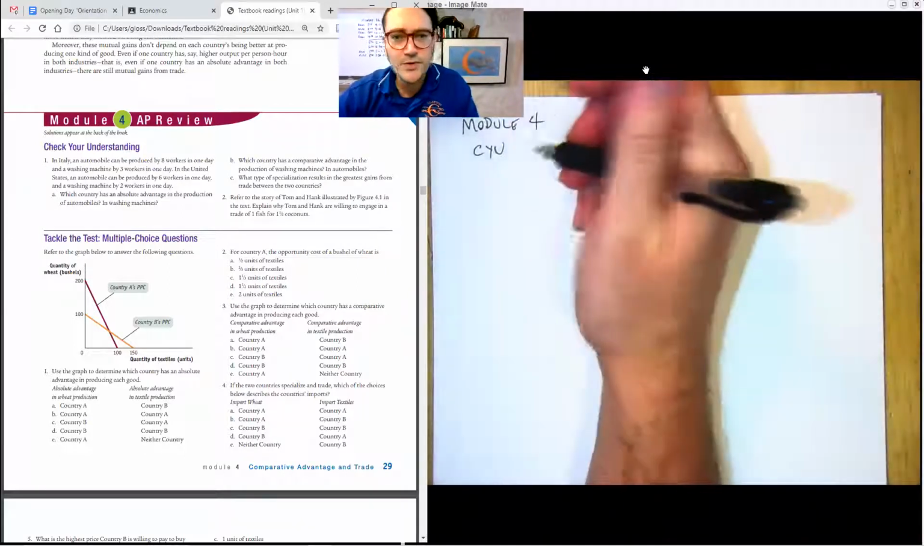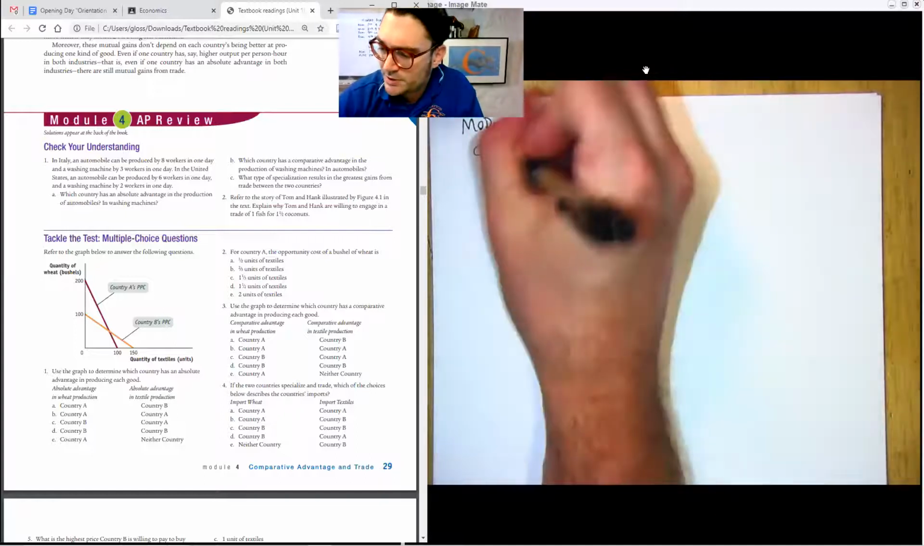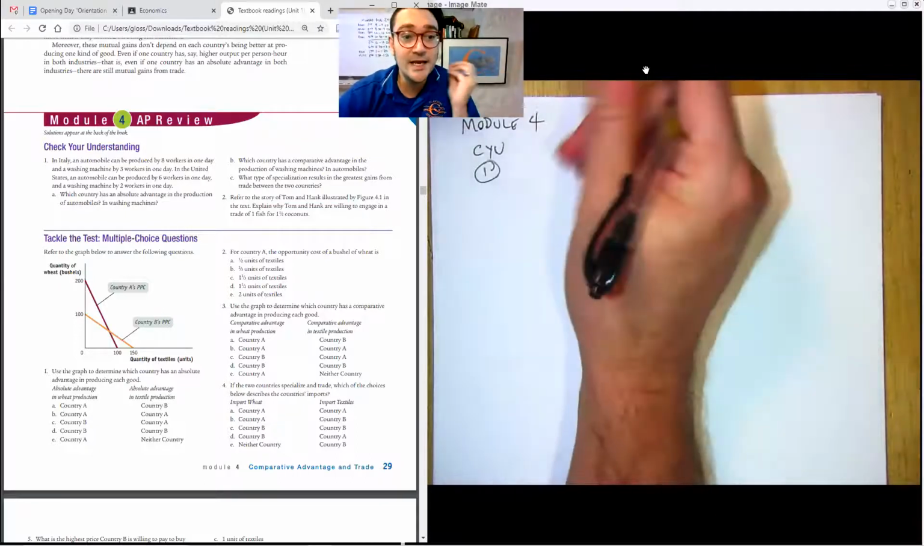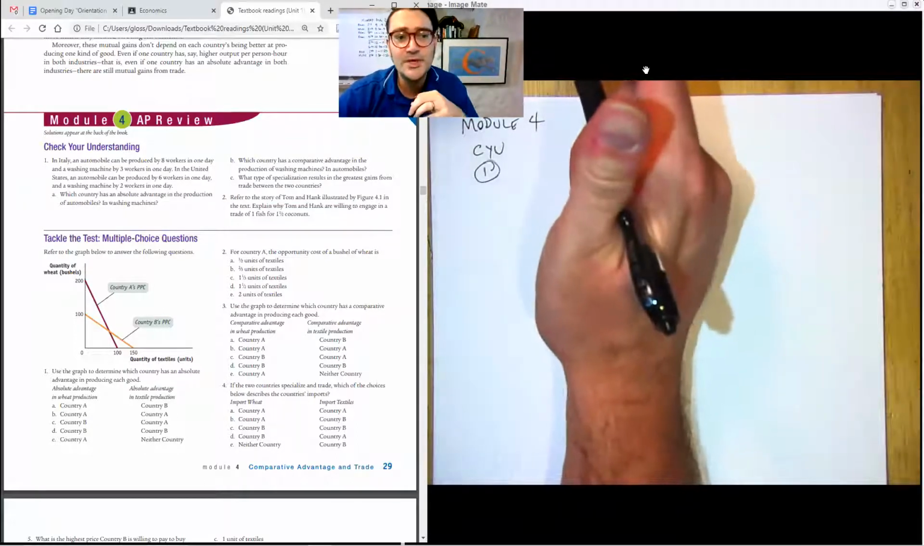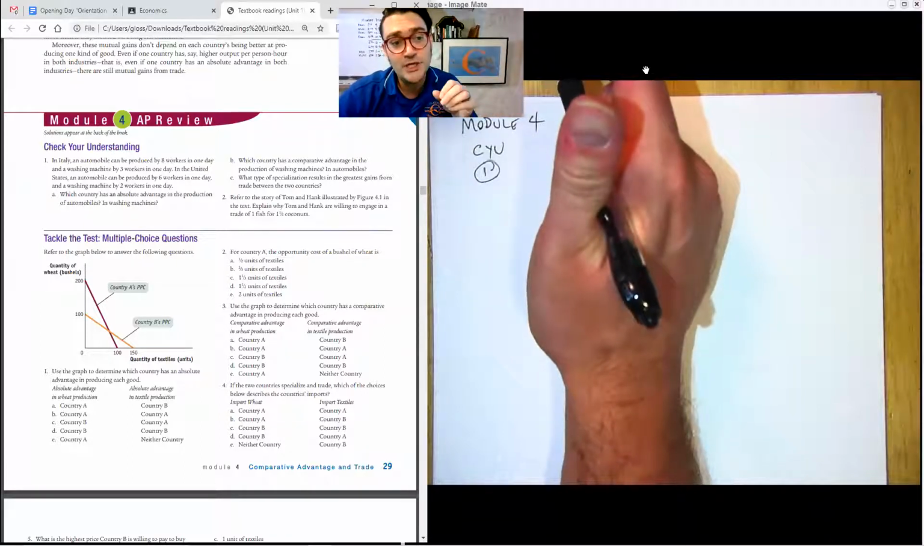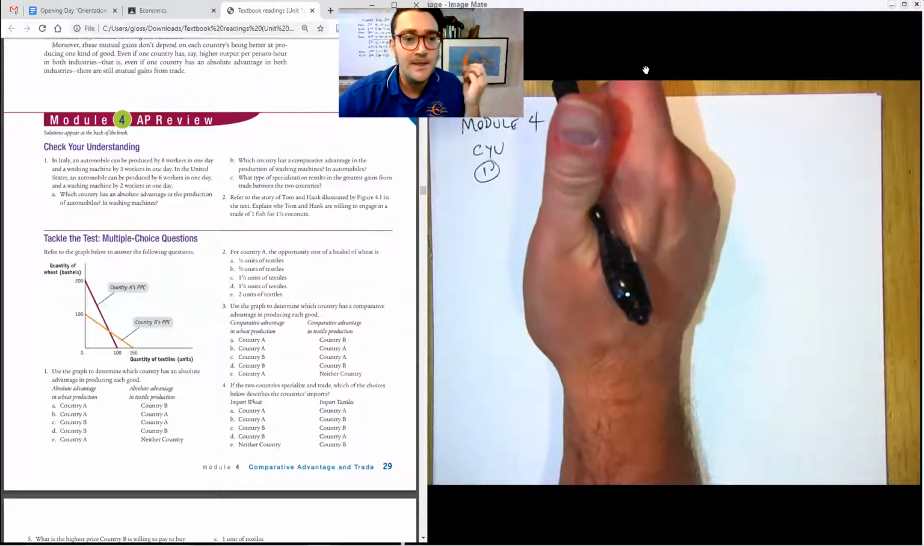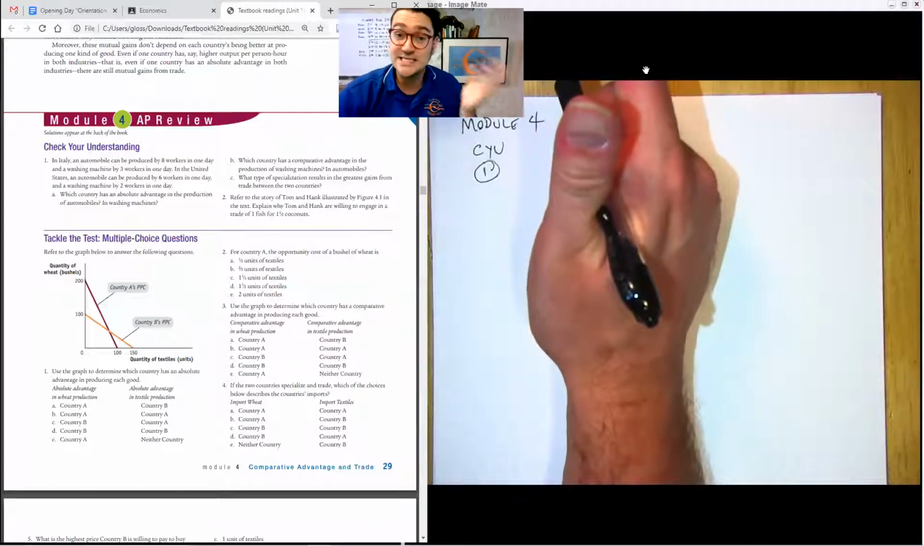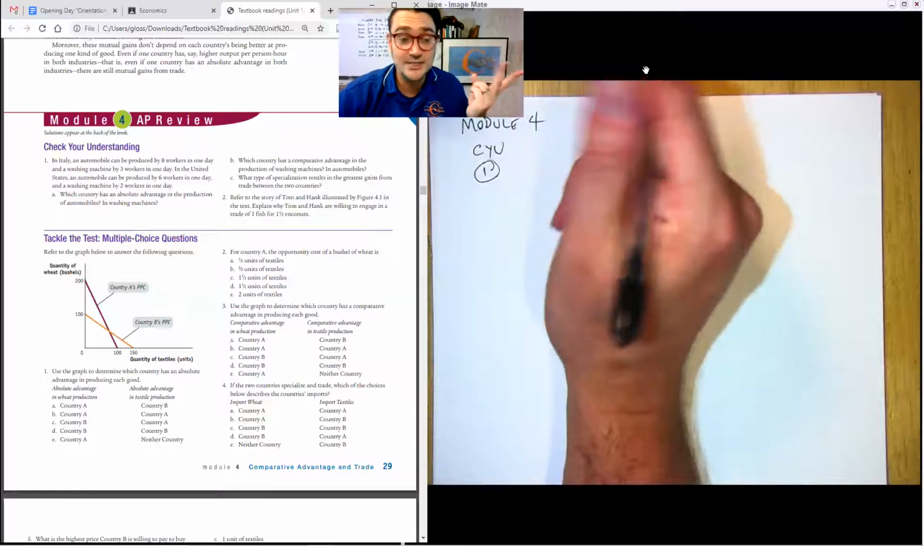So there are two check your understanding questions here. Number one is about Italy and about the United States, and it says an automobile can be made by 8 workers in one day in Italy, and a washing machine takes 3 workers to make in Italy. In the United States, an automobile takes 6 workers and a washing machine takes only 2.